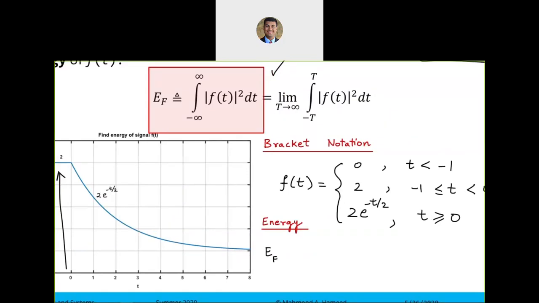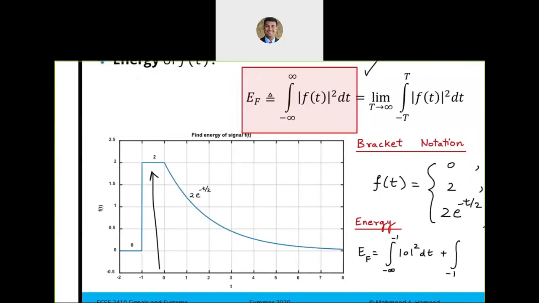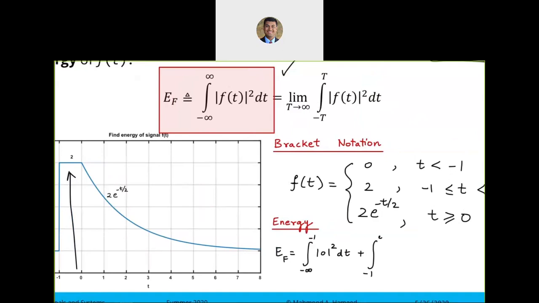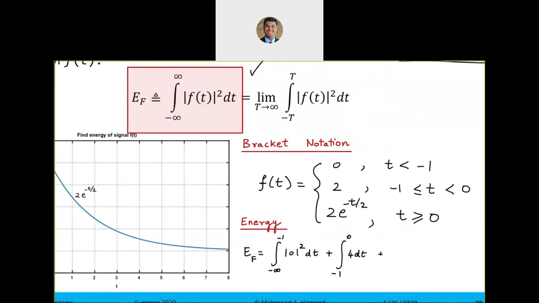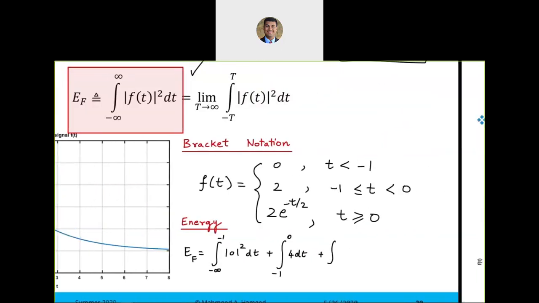E_f, the energy in the signal, will be the integral from negative infinity to negative 1, which is going to be 0, plus, what do I have next? Negative 1 to 0, I need to do a 2 squared, so 4 dt. Plus, I have what? More than 0, 0 to infinity, 2e to the negative t over 2 squared. So it will be 4e to the negative t dt.